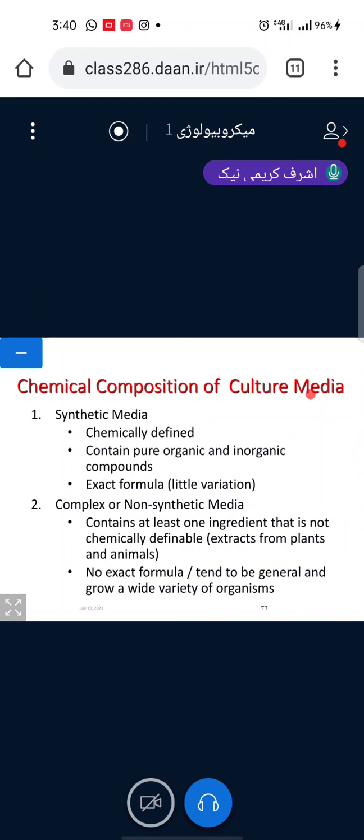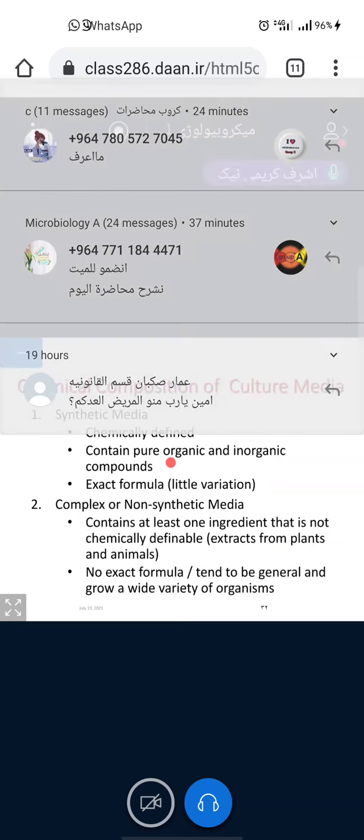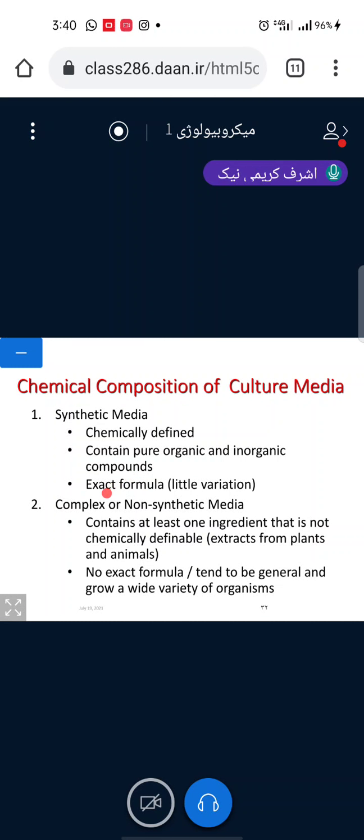A type of chemical composition. For example, one, synthetic media, chemically defined, contain pure organic and inorganic compounds. Exact formula, little variation. Two, complex or non-synthetic media, contains at least one ingredient that is not chemically definable, such as extracts from plants and animals.